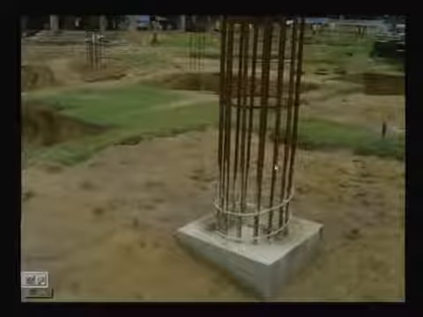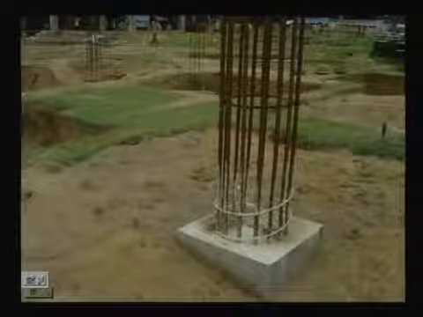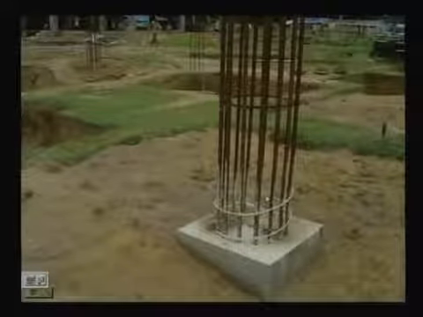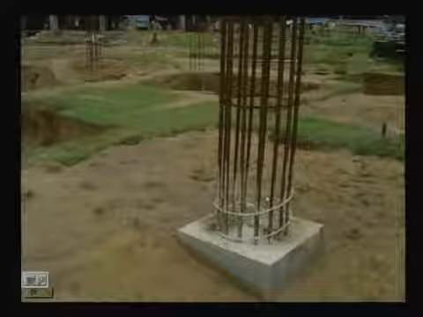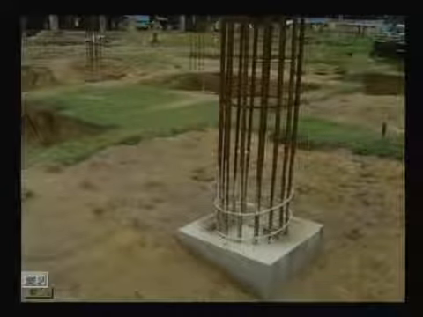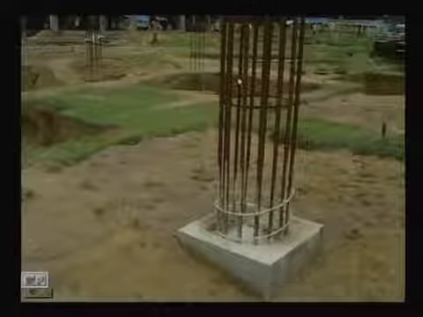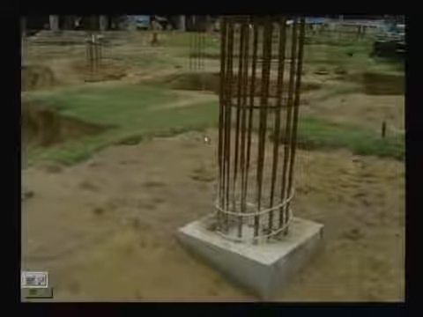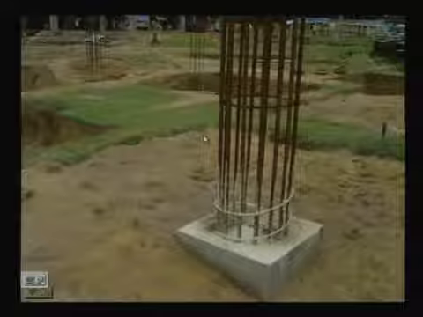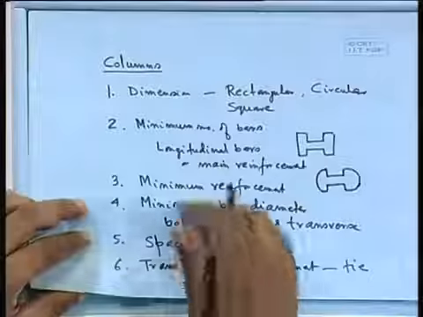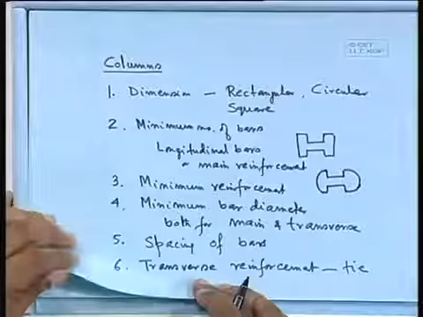And this is one circular column with a spiral. That means not only can you provide ties, but you can also provide a spiral binding like this, it can go. Okay. So when we come to this, these are the different components that we have to provide.